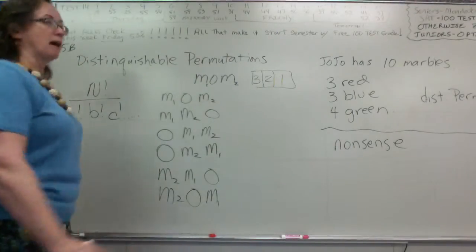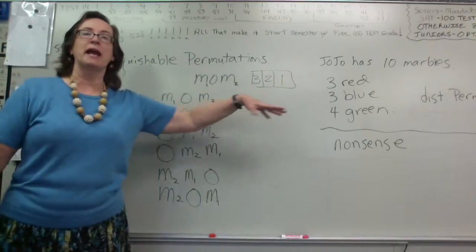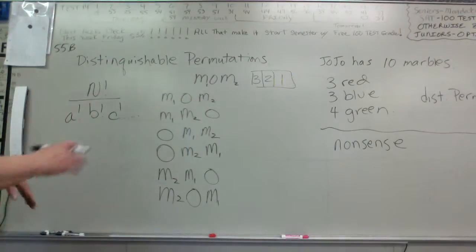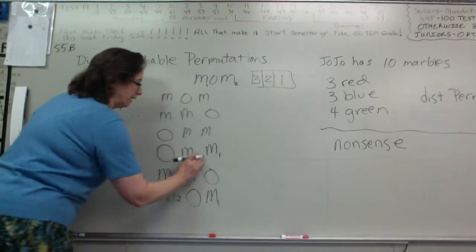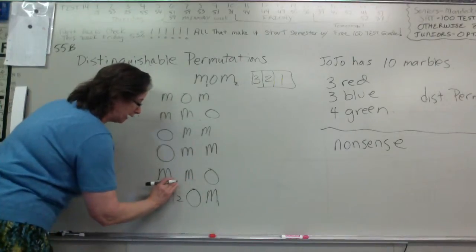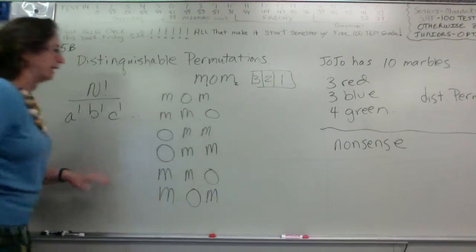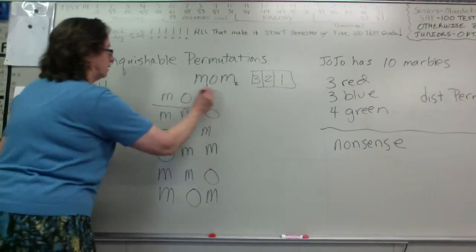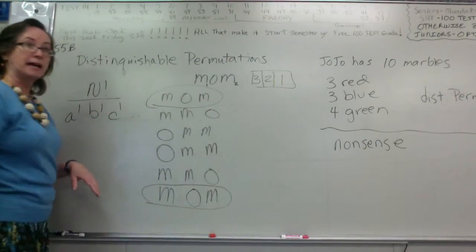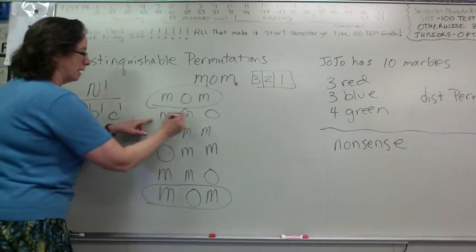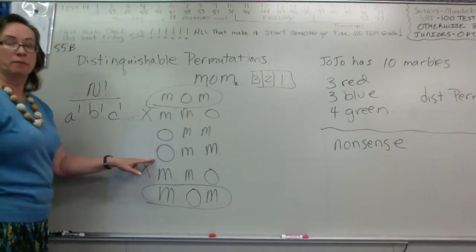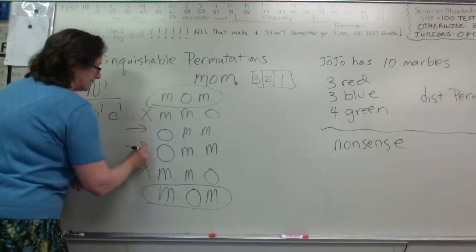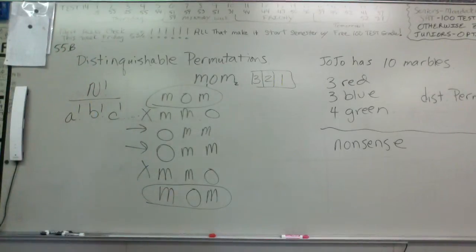But how many of them would be, so there's my 6 ways, right? But how many would be distinguishable if we didn't have the M1 and the M2 on there? That we would say, how many really, truly different ways could we do it? Okay, so basically we have a mom here, and we have a mom down here. Those are the same. We have an MMO and an MMO. Those are the same, right? We have an OMM and an OMM. Those are the same. So we've got really only 3 different ways that we can distinguish the letters in mom.